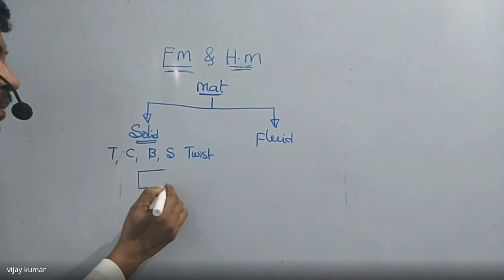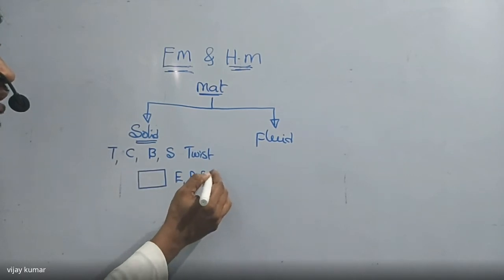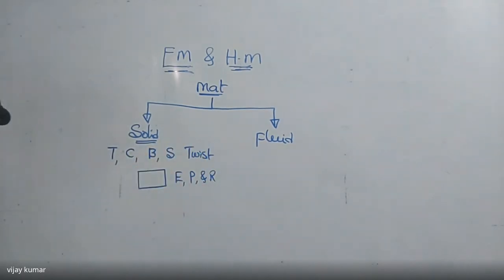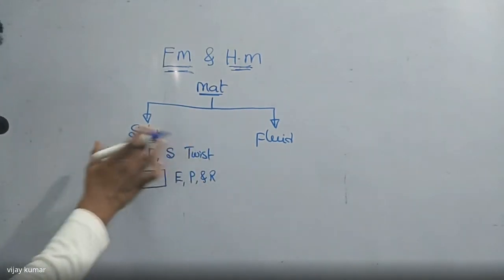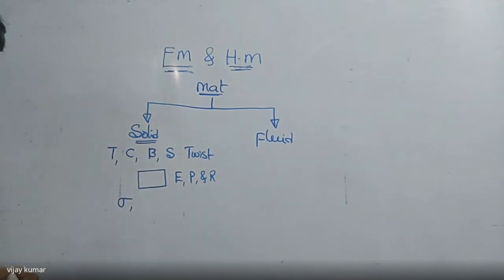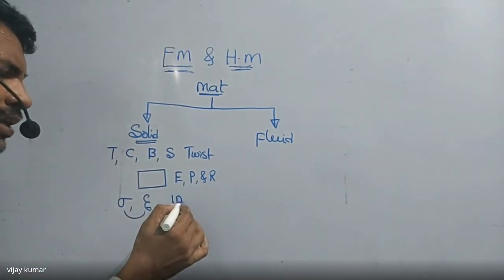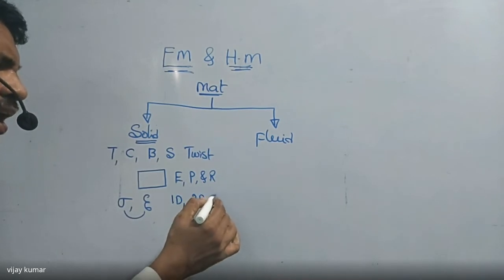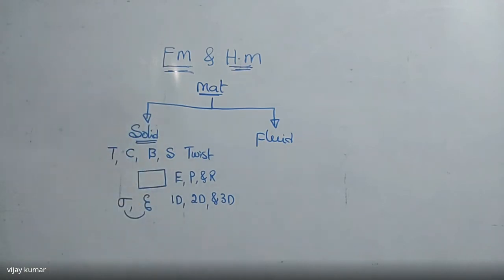The material may be elastic material or plastic material or rigid material. So we can apply tension, compression, bending, shear, twisting. By the application of these forces, I want to calculate what is the stress in the material and what is the strain in the material, and what is the relation between the stress and strain in one dimensional, in two dimensional, and in three dimensional. Then this analysis is named as solid mechanics.